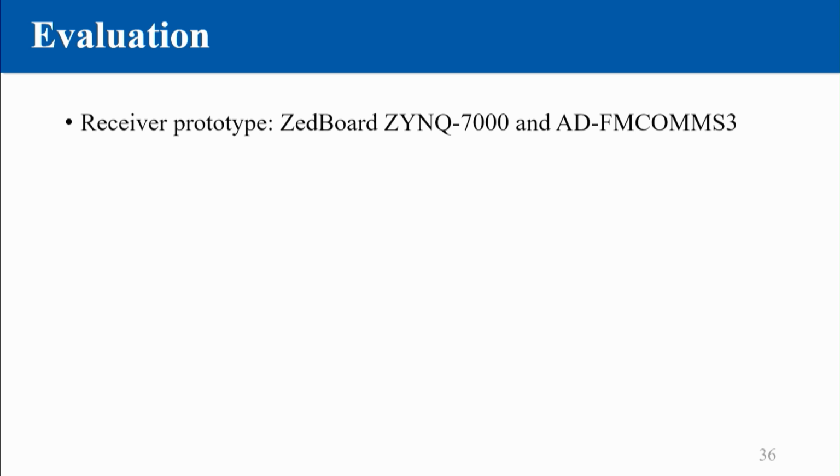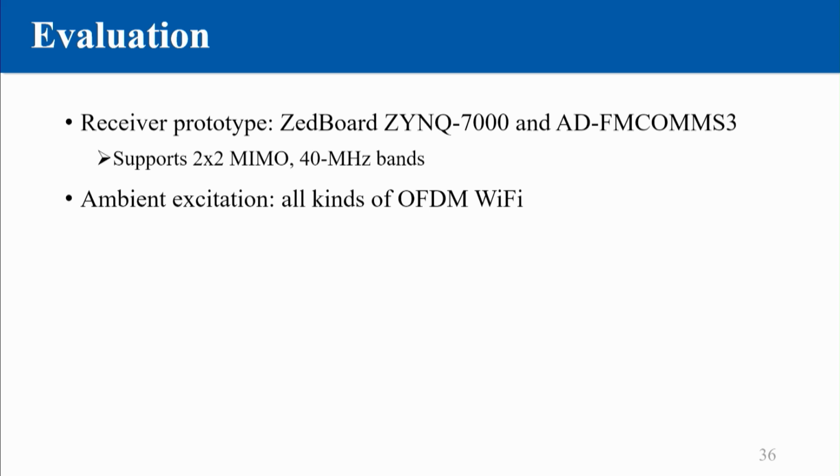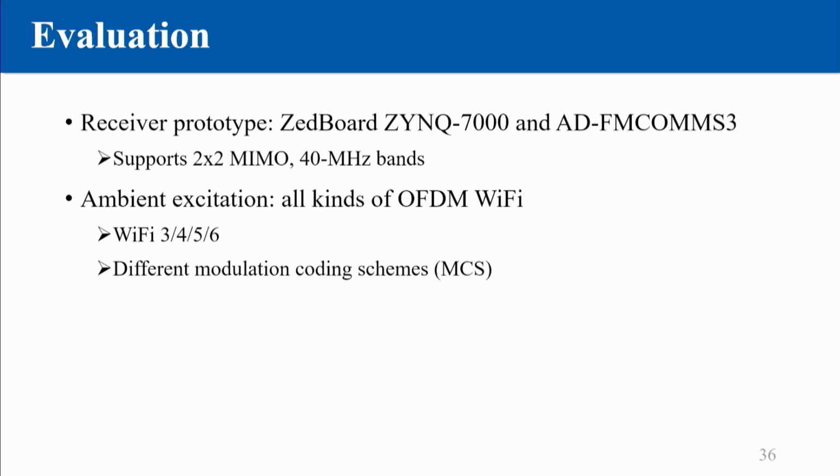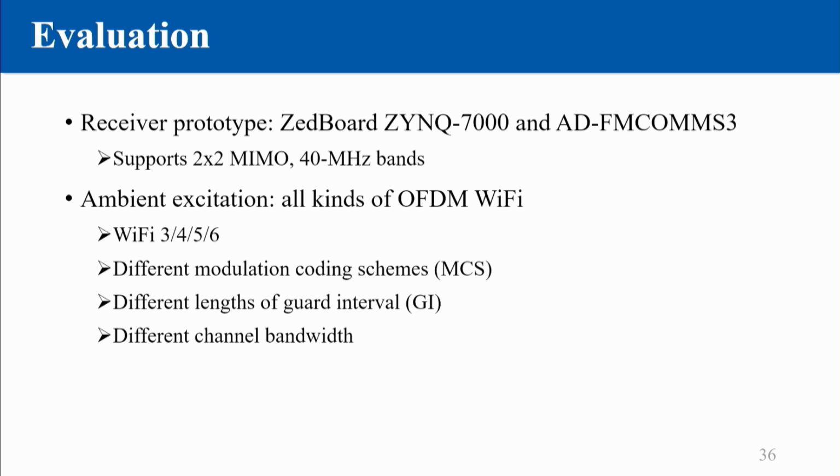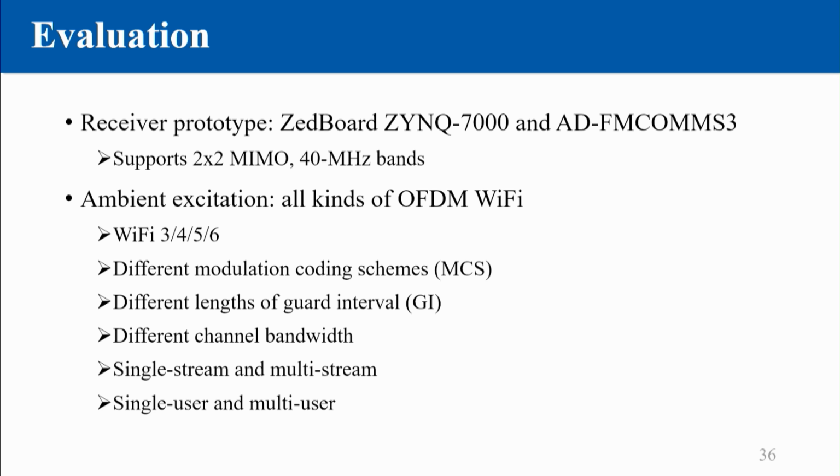Now let's see the evaluation. For our receiver prototype, we use the ZBoard ZYNQ7000 and the AD-FMCOMMS3. It supports 2x2 MIMO, 40 MHz bands. For ambient excitation, we comprehensively use all kinds of OFDM Wi-Fi, including Wi-Fi 3, 4, 5, and 6. Furthermore, we also consider different MCS, length of GI, channel bandwidth, and number of streams in OFDM Wi-Fi. Since advanced Wi-Fi enables multi-user, we also test it in our evaluation.